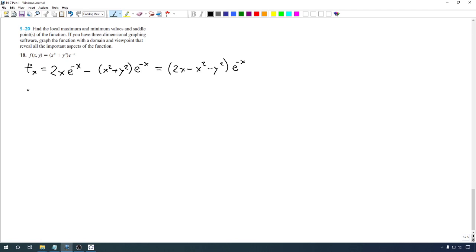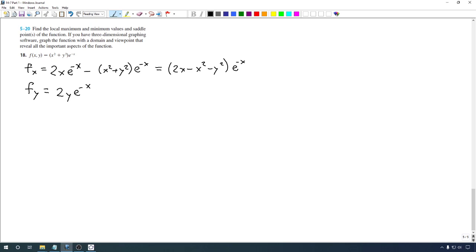And we will come back to doing more with that in a moment. But first, let's find the derivative with respect to y. This one's a little nicer because e to the negative x doesn't have a y in it. So really, that's just a constant, and we're differentiating x squared plus y squared, which gives us a 2y. But then the e to the negative x has to be there.